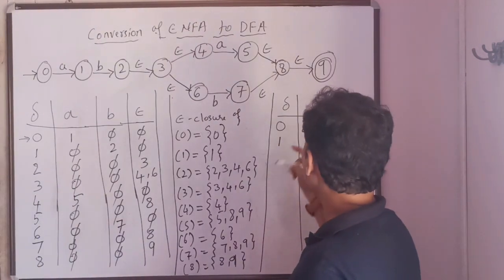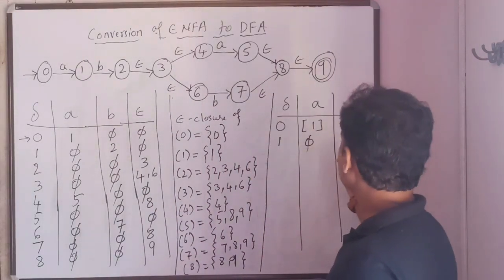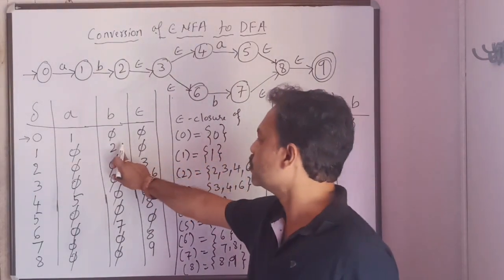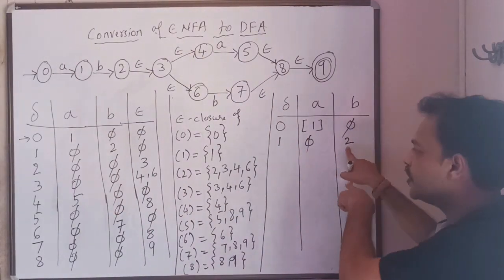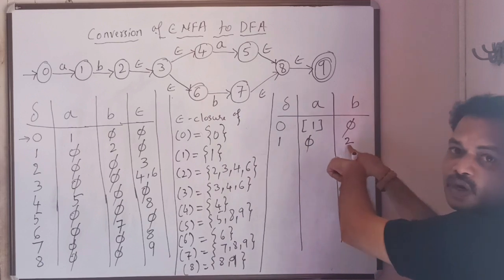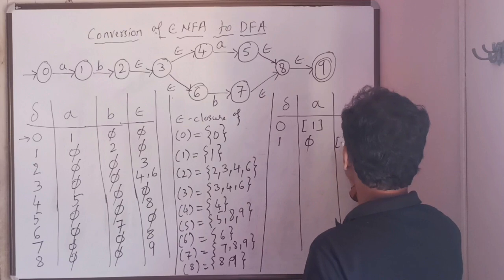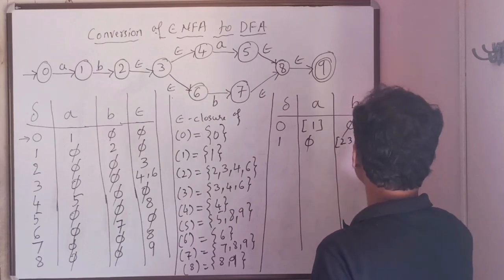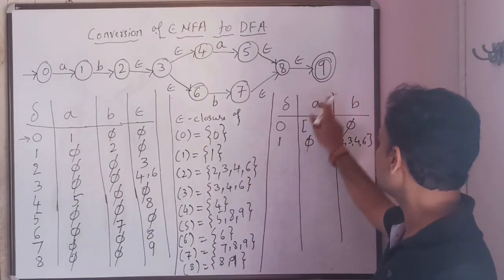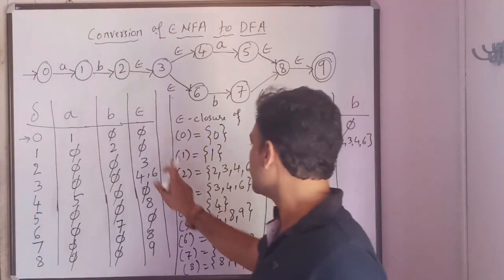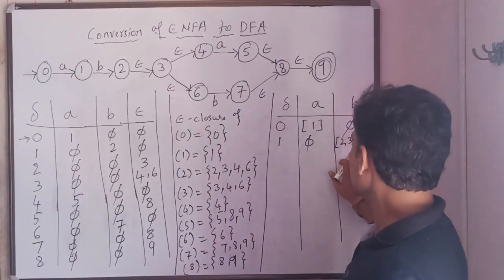So 1 on A is null. Then 1 on B is 2. So instead of writing 2, we are supposed to write epsilon closure of 2. That is, epsilon closure of 2 is 2, 3, 4, 6. So this comes into picture. Be careful here. Don't directly write 1 on B, that is 2 actually, but 2's epsilon closure we are supposed to write here. So we are done with 1.